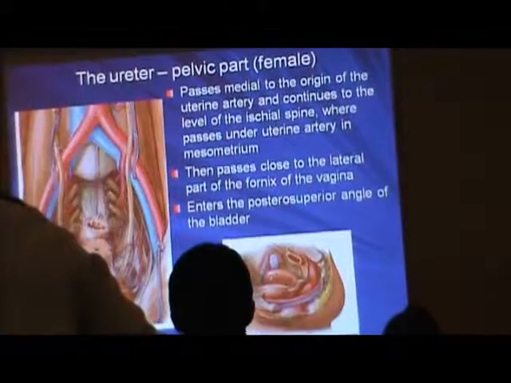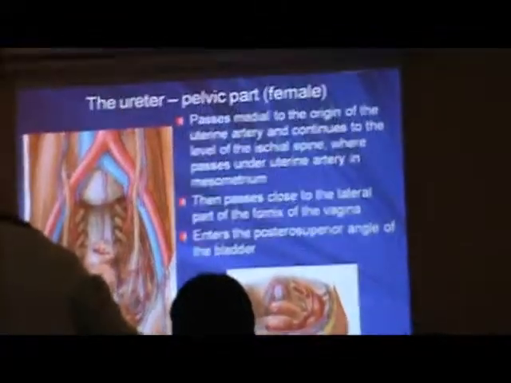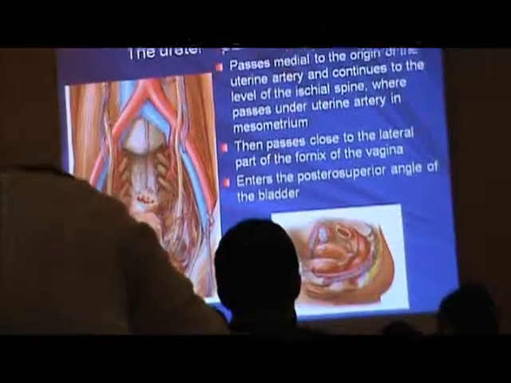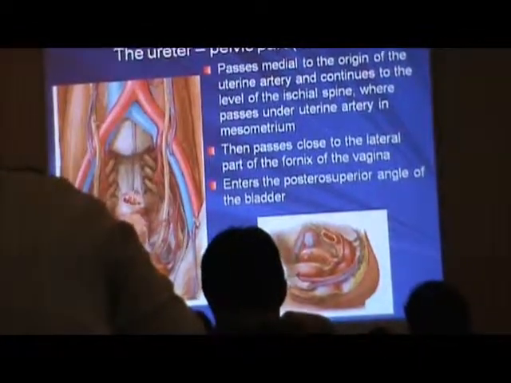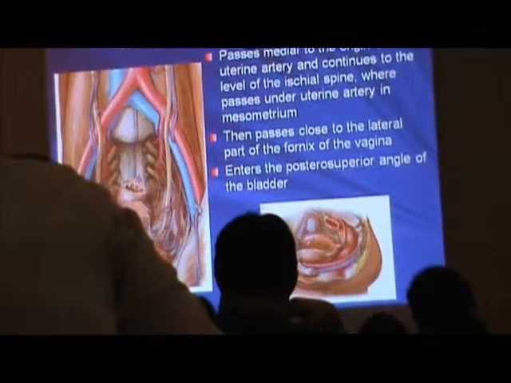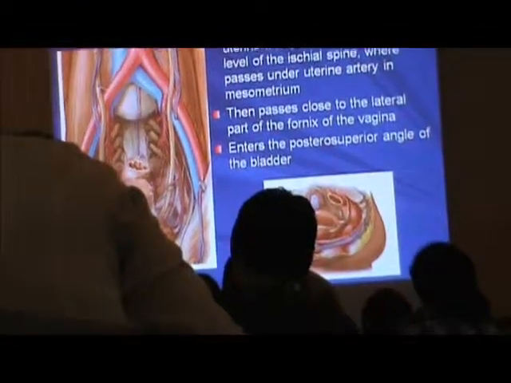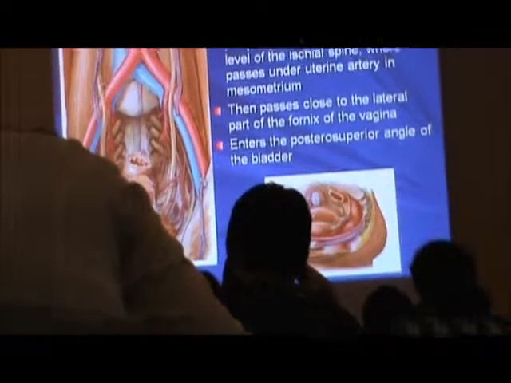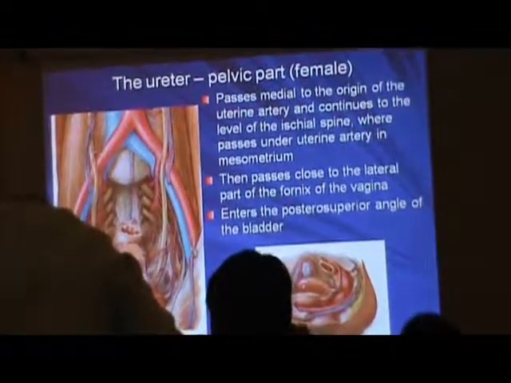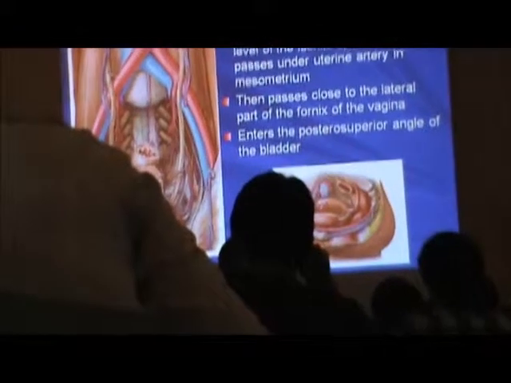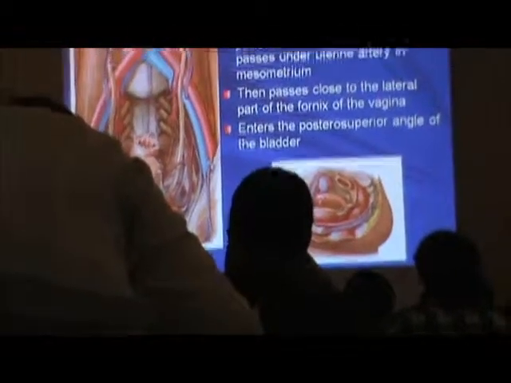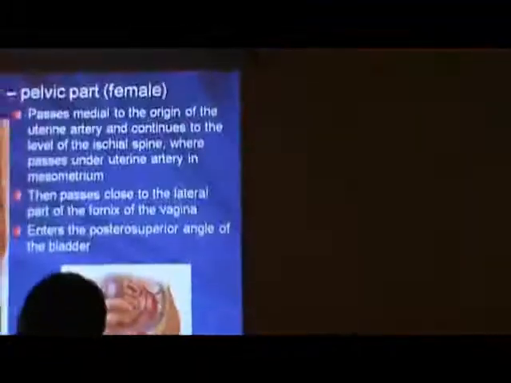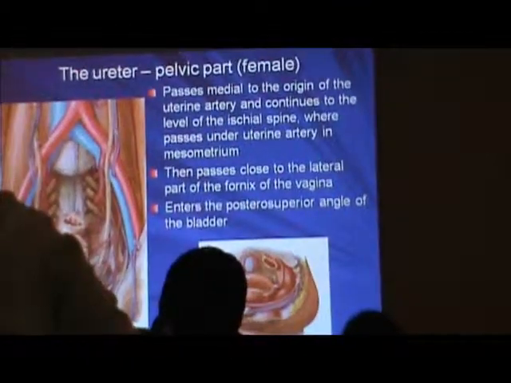And how to remember how they run? Look, in the ureter we have water, the final urine. So it's like a river. The artery should be like a bridge, and the bridge should be above the water. So it's very easy to remember: the artery is a bridge, the ureter is a river.